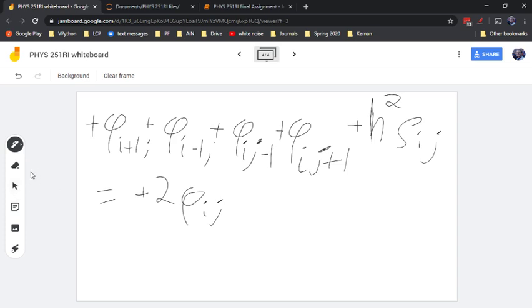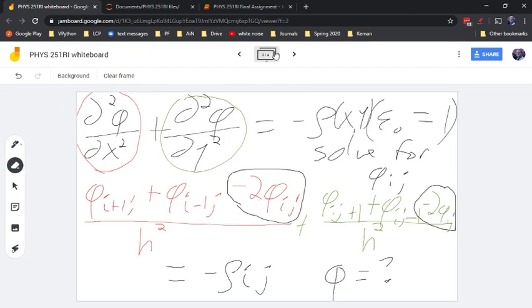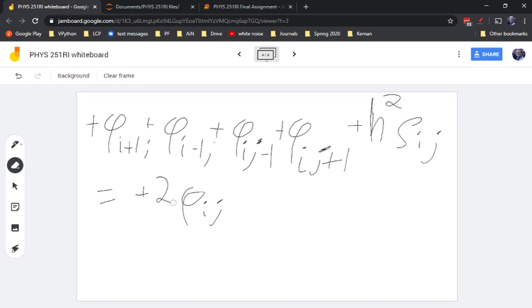Excuse me, that's not a 2 there, is it? That should be a 4, because I have two 2's, right? I've got a 2 phi ij and a 2 phi ij. 2 plus 2 still equals 4, I think. I don't think they've changed the rules on that in the 2 weeks that I've been gone from campus. There we go, 4 phi ij. And so really all I've got to do is take this side of the equation and divide it by 4, right?